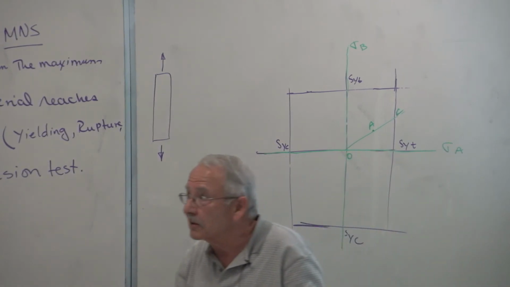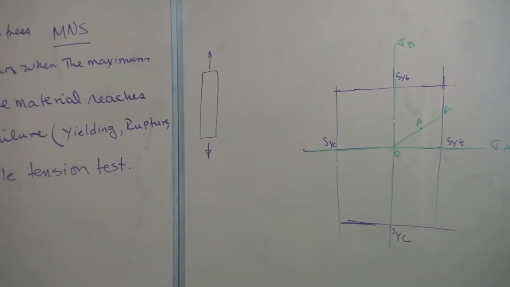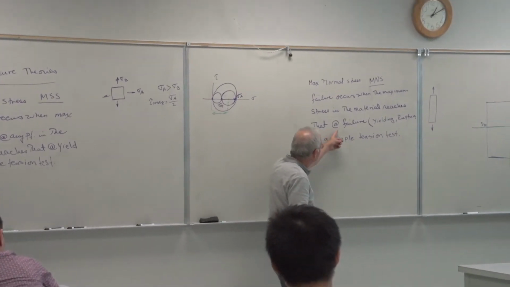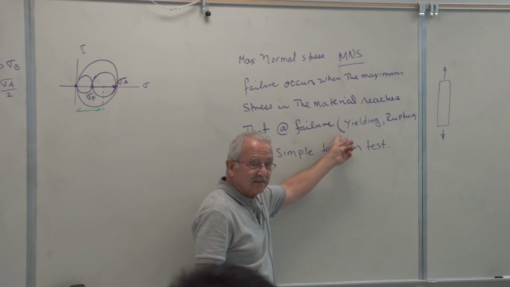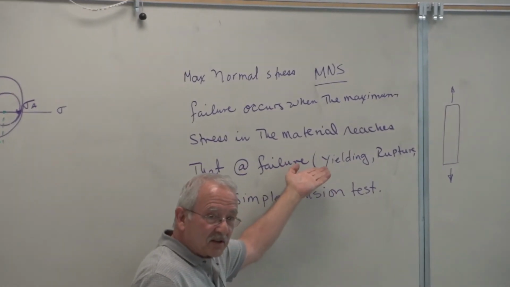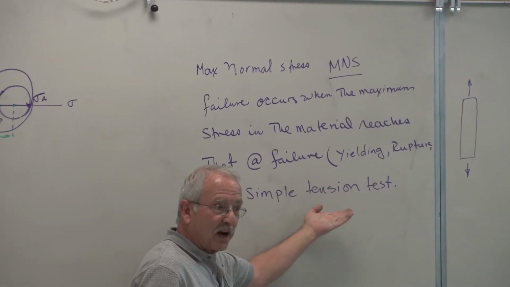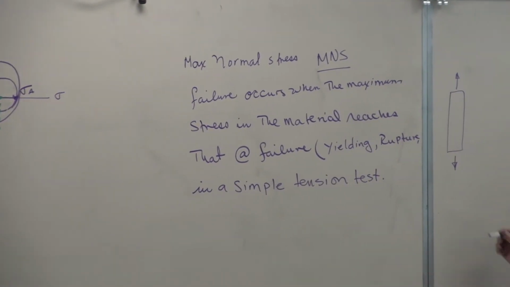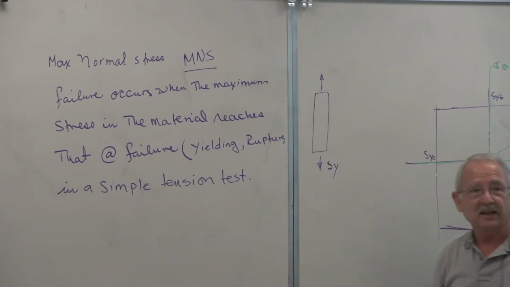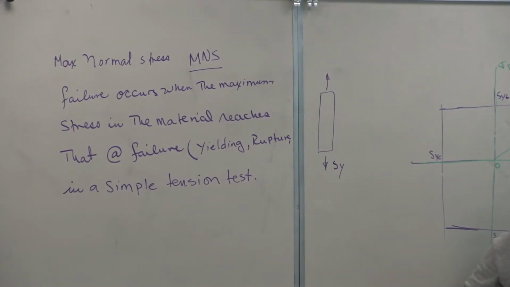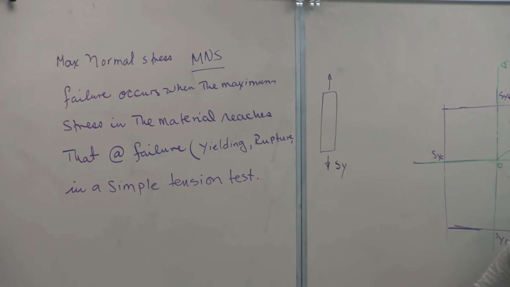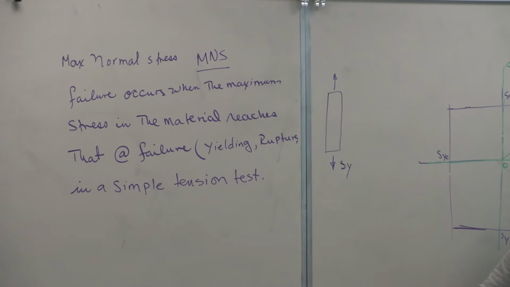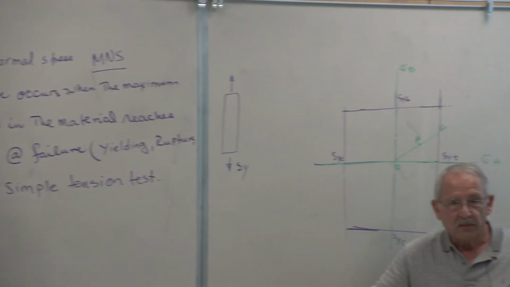When does a part yield? It's right here. When its stress reaches the value at yield in a simple tension test. Isn't this therefore equal to Sy at that instant? The stress on the part is equal to the yield strength of the material. Does everybody understand that? Okay.